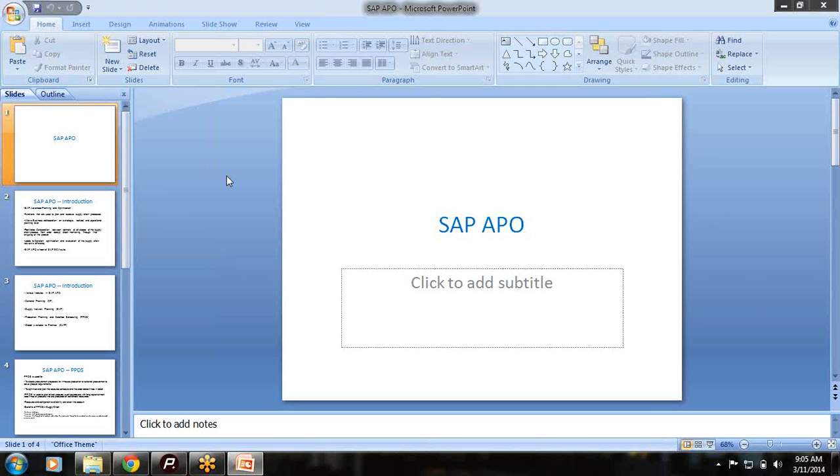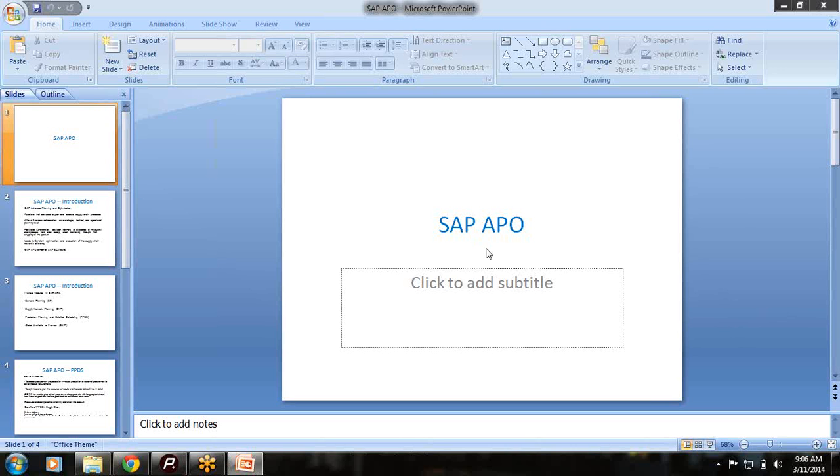One is SAP ECC, that is Enterprise Core Component, and there you get all the main modules like MM, PP, SD, etc. And one is this one, SAP SCM. It stands for SAP Supply Chain Management. Within SAP SCM, Supply Chain Management, we have got various modules like APO.